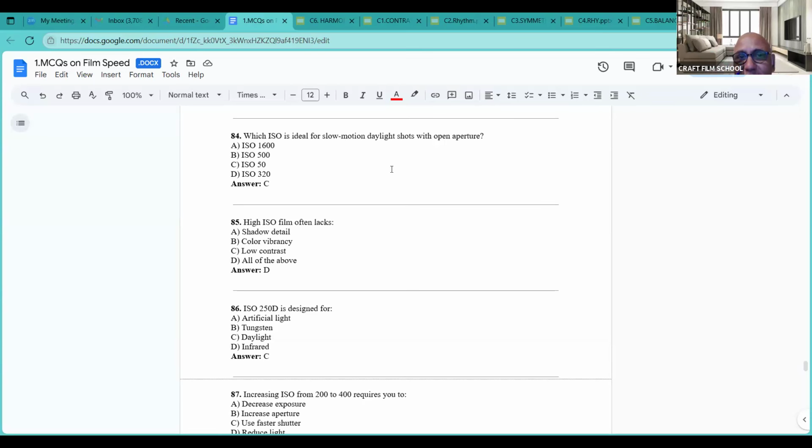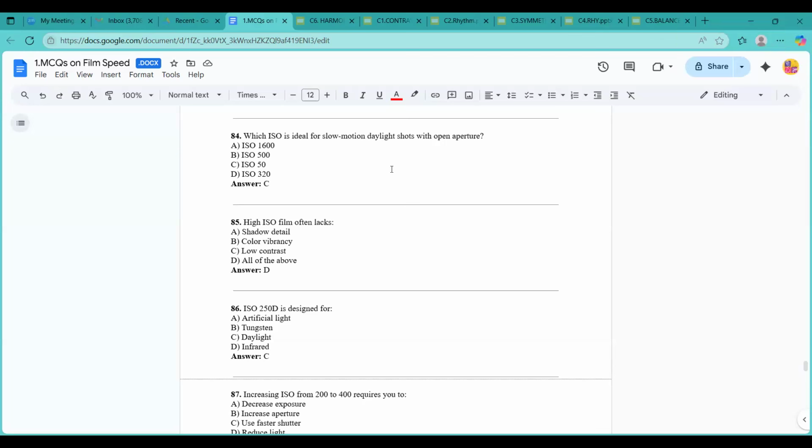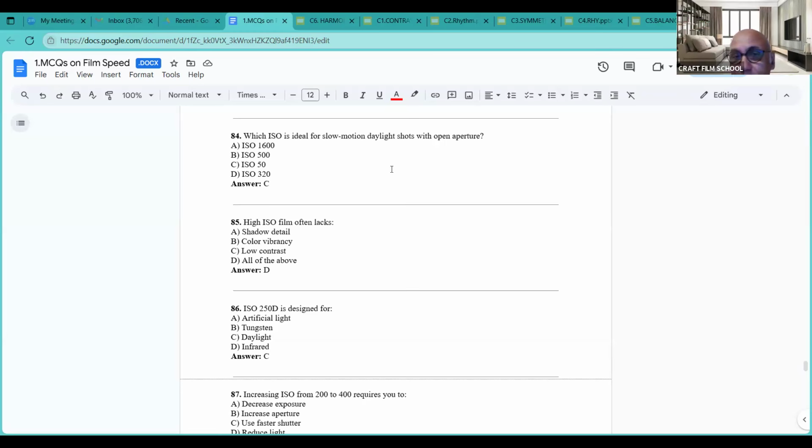Which ISO is ideal for slow motion daylight shots with open aperture? Which means he is saying f 1.4 I'm shooting. Okay. Normally you shoot at f16 or f11. Correct or not?